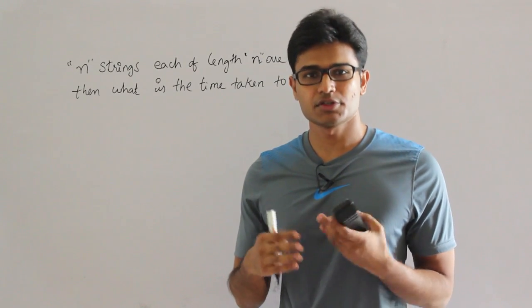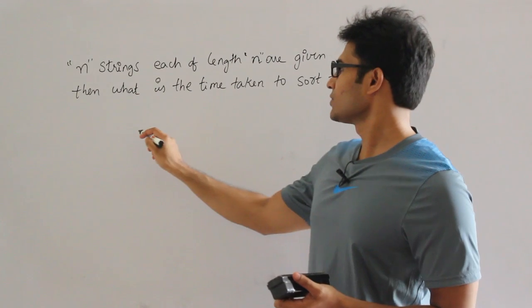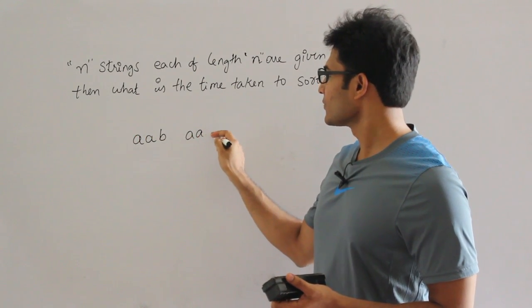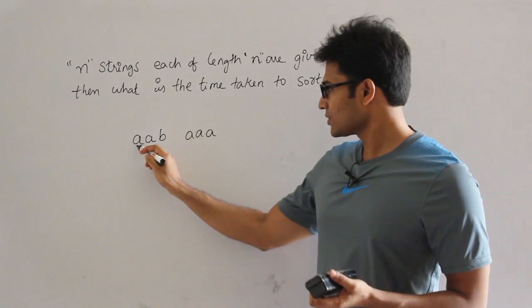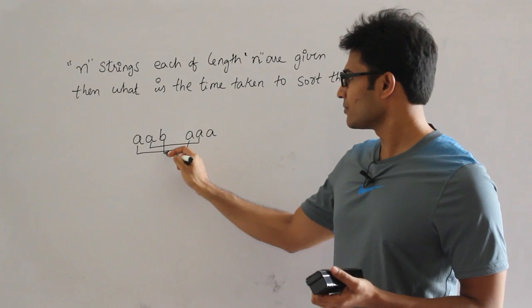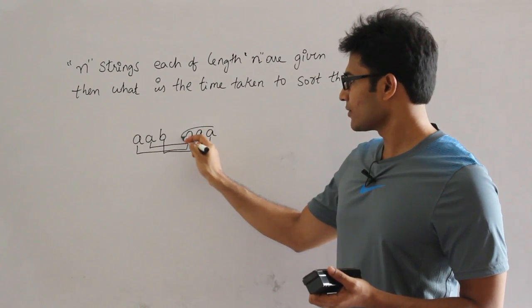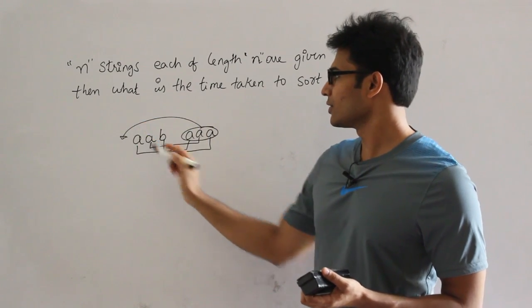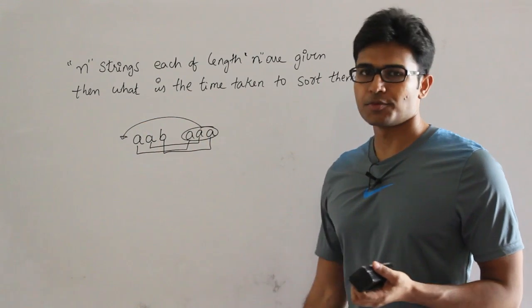Lexicographical order means the dictionary order. If I have two strings, let us say AAB and AAA, how to compare them is: first I compare A and A, they are the same; A and A, they are the same; B and A, therefore this is lesser, so this has to come in the beginning. That is how the comparison has to be done.